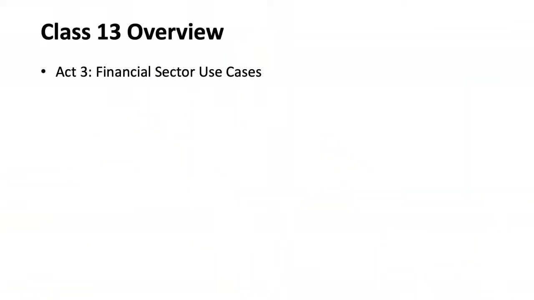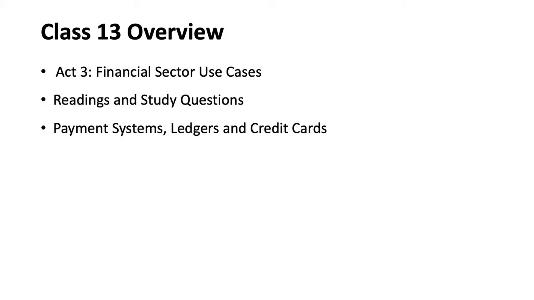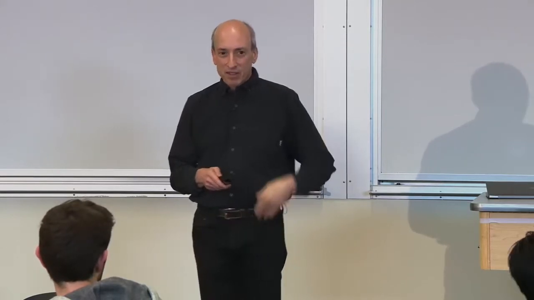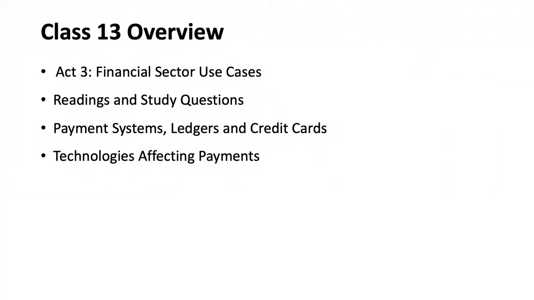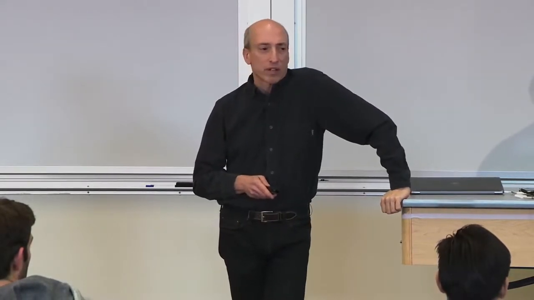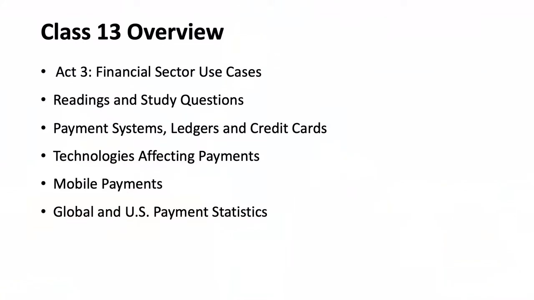So what are we going to do? We're going to talk about what we are trying to cover for the rest of the semester, call it H2, blockchain and money. The readings: payment systems, ledgers, and credit cards, just a little bit of history all together. And that's when you're going to meet Aline, not computer science Aline, but payment Aline. And we're going to talk about mobile payments, which is a very significant change all the way around the globe in payments. Then global and U.S. payments statistics, Bitcoin and blockchain we're going to come back to, and then conclusion.